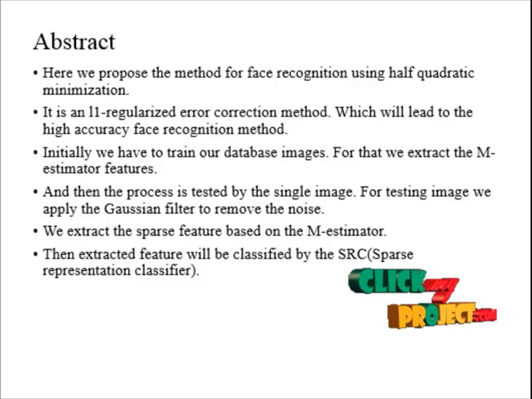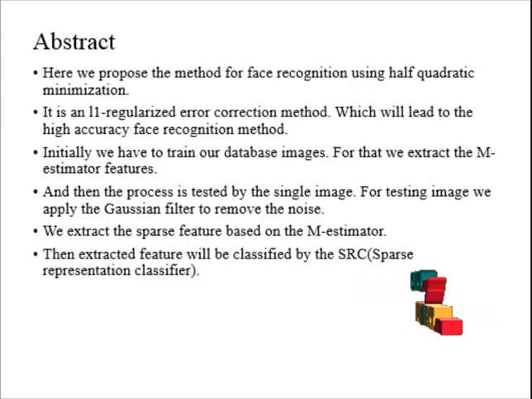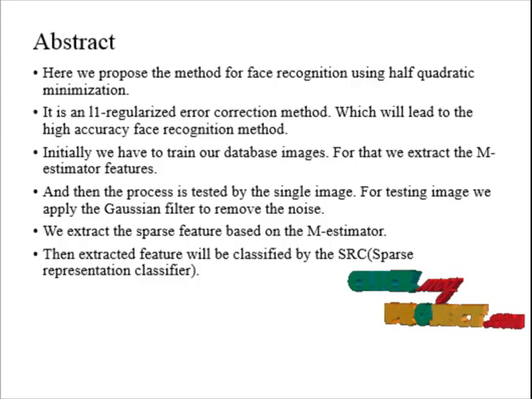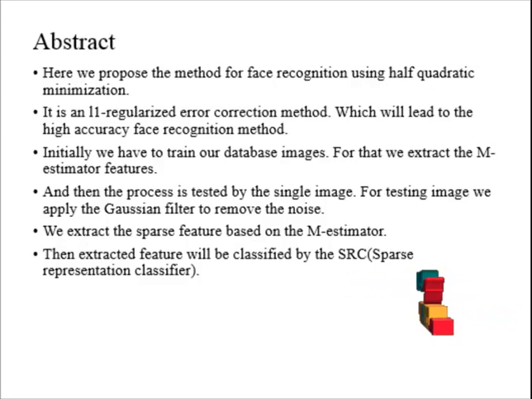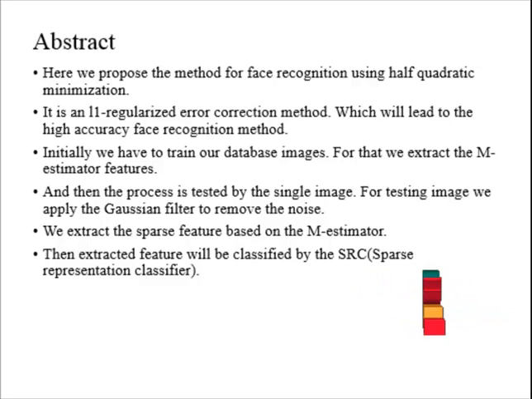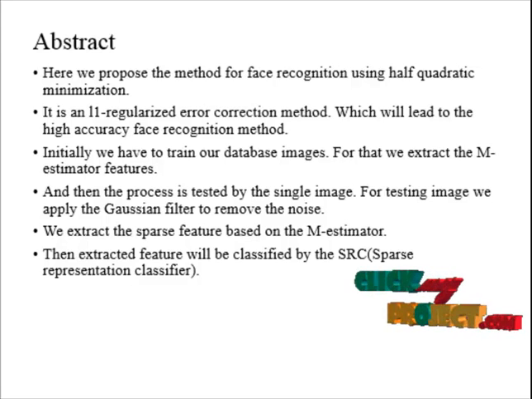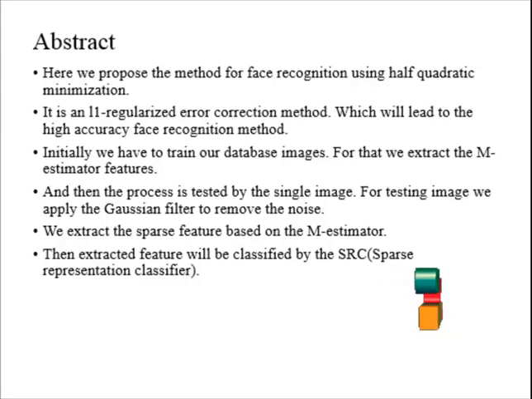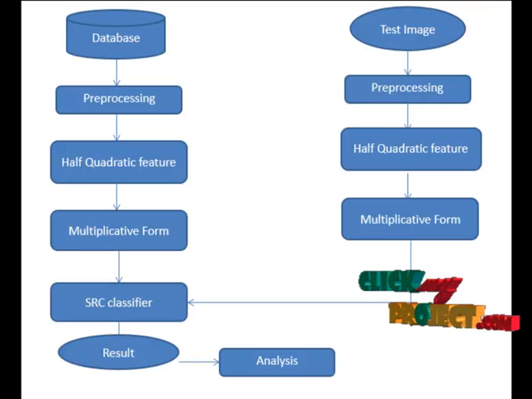In HQ minimization, the half-quadratic reformulation of an original cost function has two forms, the additive and the multiplicative forms. Based on this, the face images are recognized and the person is correctly identified, and then we compare our results with the existing process. Let me see the flow of the process.